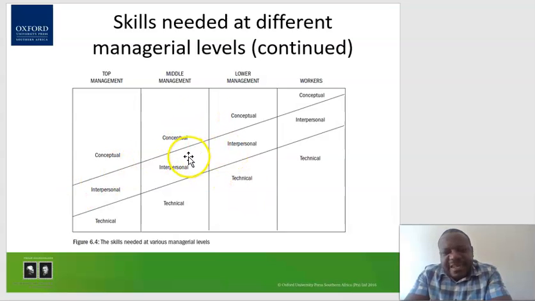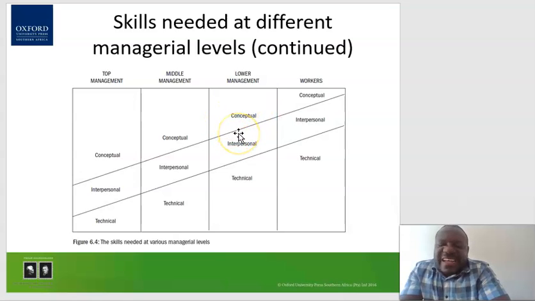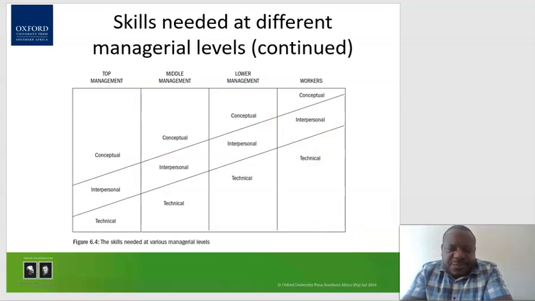Then middle-level managers actually need more of conceptual skills than technical skills, because they are supposed to formulate their objectives from those of top-level managers. However, they need a bit more of technical skills than those needed by top-level managers. When it comes to lower-level managers, they need conceptual skills just to understand what needs to be done and how it adds value to the organization. But what they need most are actually technical skills. The same applies also to workers. They need more of technical skills than conceptual skills.